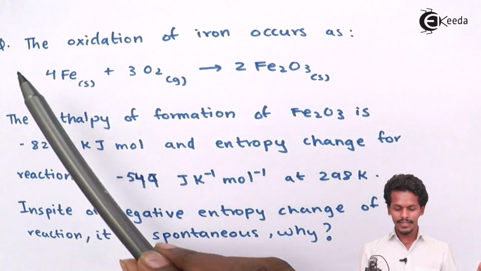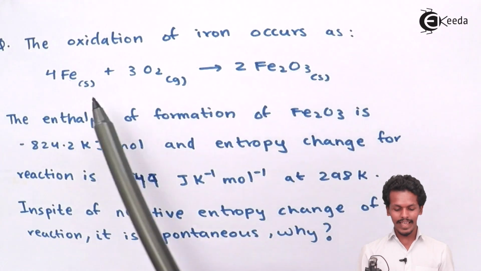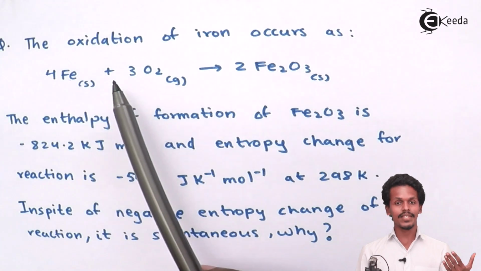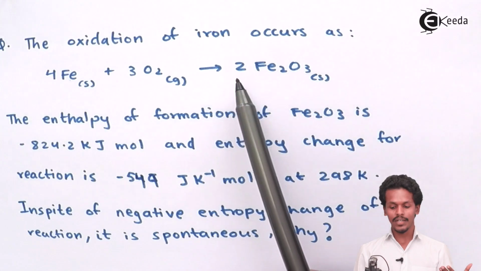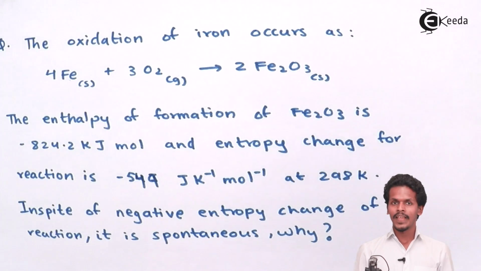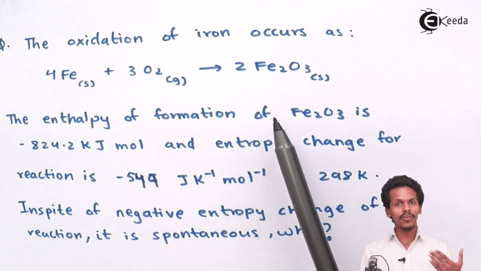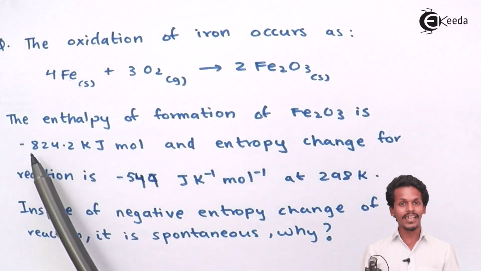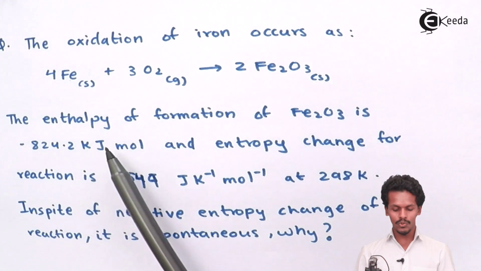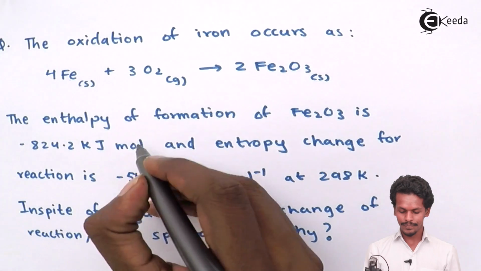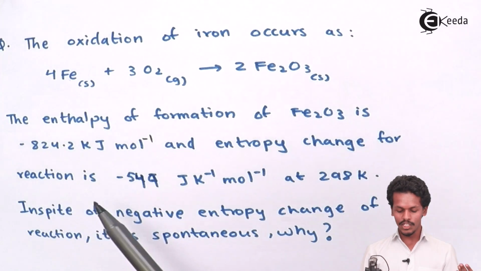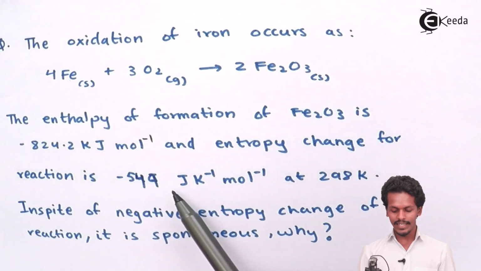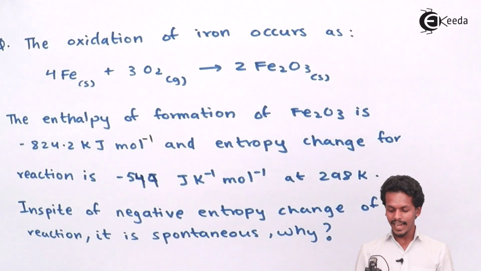For this reaction, the oxidation of iron occurs as 4 moles of Fe reacting with 3 moles of oxygen to provide 2 moles of Fe2O3. In this case, the enthalpy of formation of Fe2O3 is minus 824.2 kilojoules per mole. And the entropy change for the reaction is found to be minus 549 joules per Kelvin per mole at 298 Kelvin.